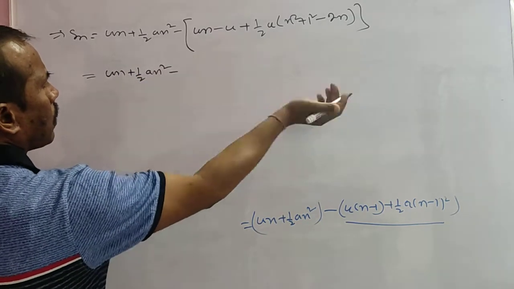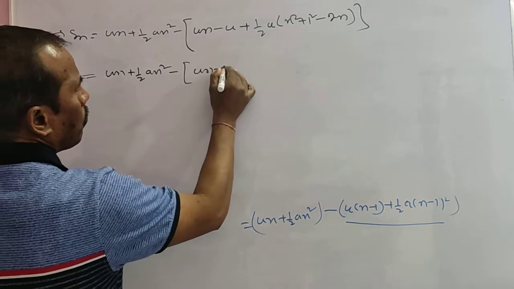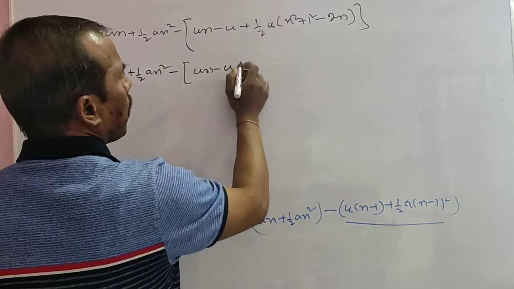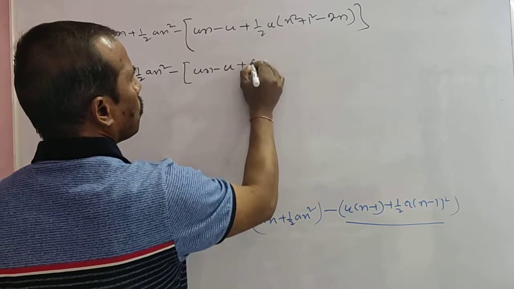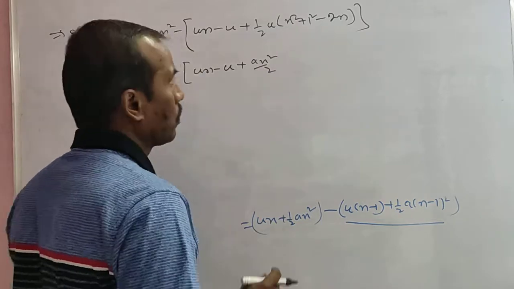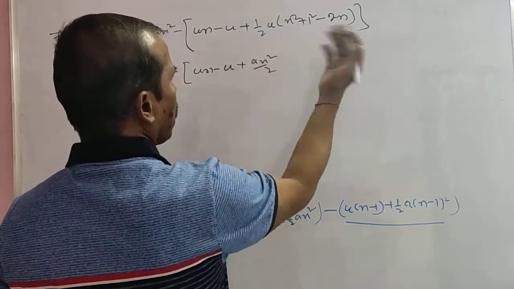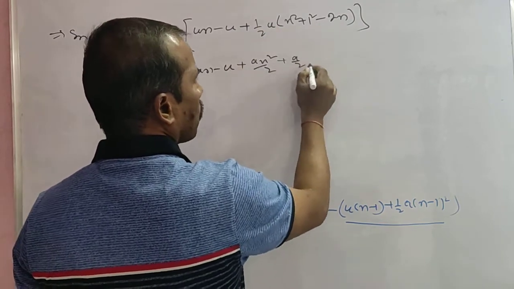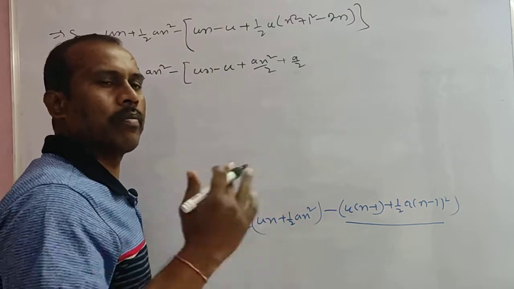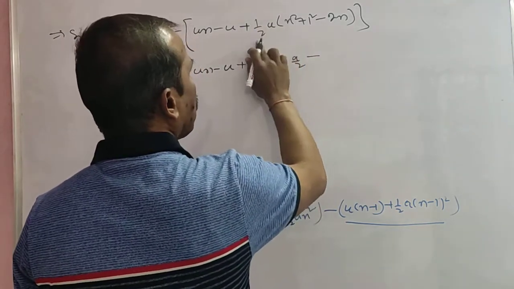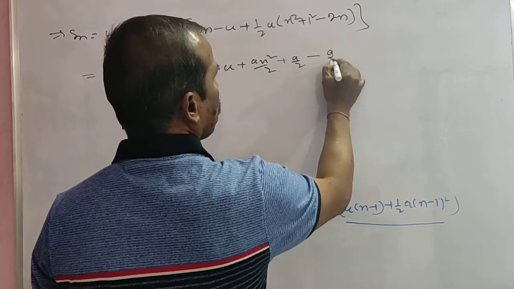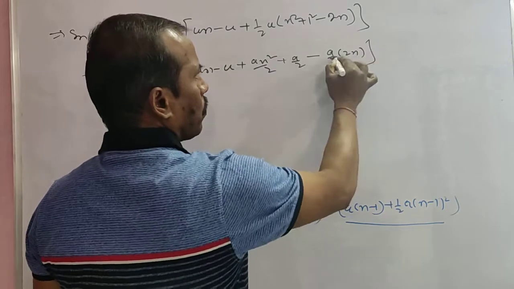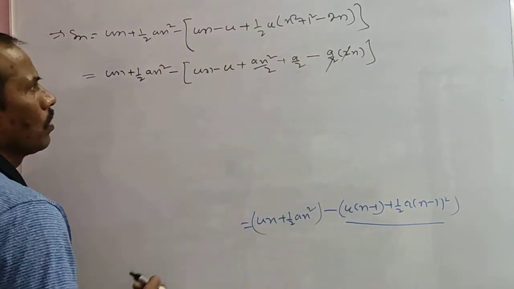Here, inside one step, un minus u plus a n square by 2, next plus a by 2 into n, so a by 2 n. Okay, and minus a by 2 into 2n. Here some terms get cancelled.